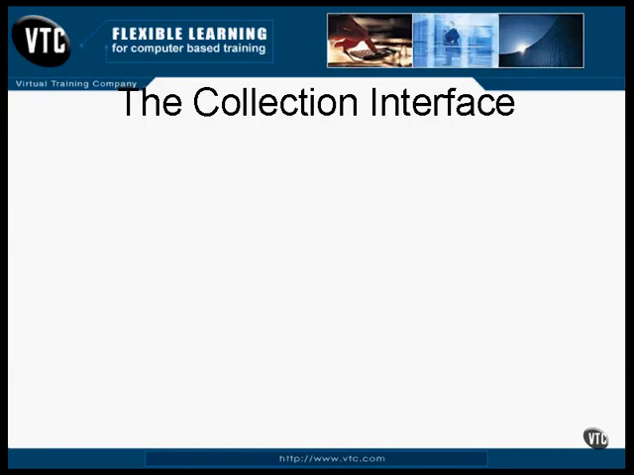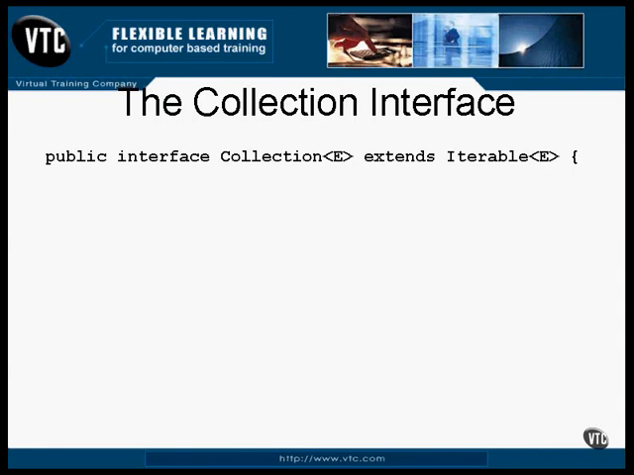All collection classes implement the collection interface, or a sub-interface of the collection interface. Its definition begins this way. You can see that it uses a generic to specify the kind of objects it can hold. Oh, by the way, the objects held in a collection are called elements. You can also see that this interface is an extension of the iterable interface. I'll be talking about that here in a minute.